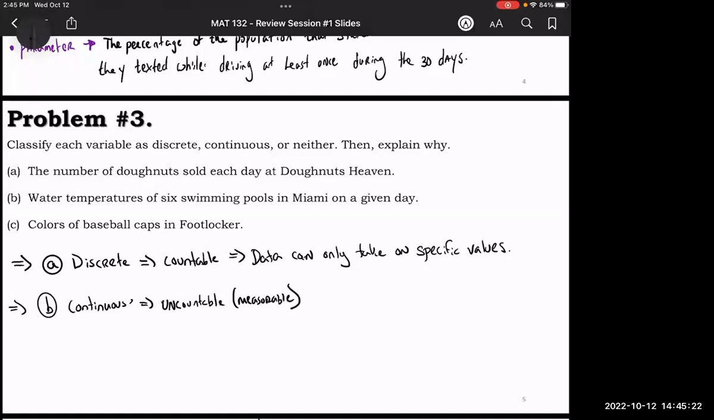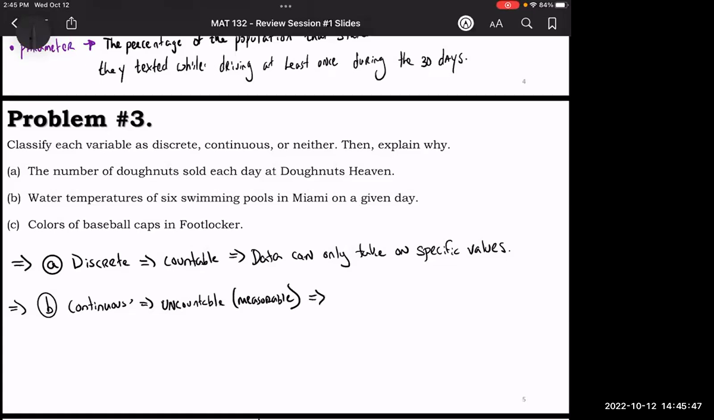Right? When you're talking about, for example, the total grams in a donut, that's a continuous data set. But if you're actually counting the number of donuts, a key word there was the number, you're counting it. In part B, water temperatures, well, in order to do some sort of calculation with temperatures, you're doing a measurement. So it's continuous.